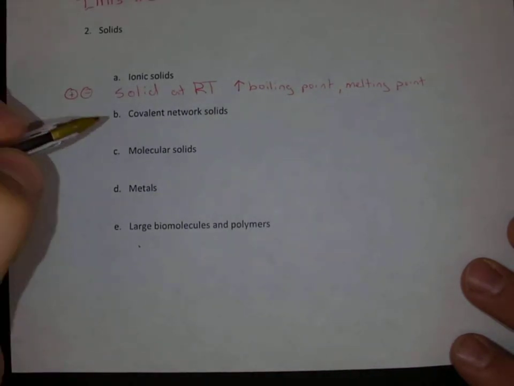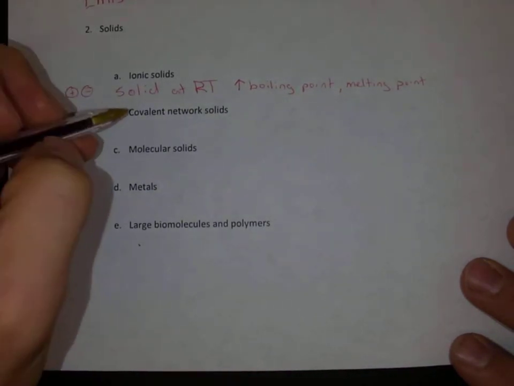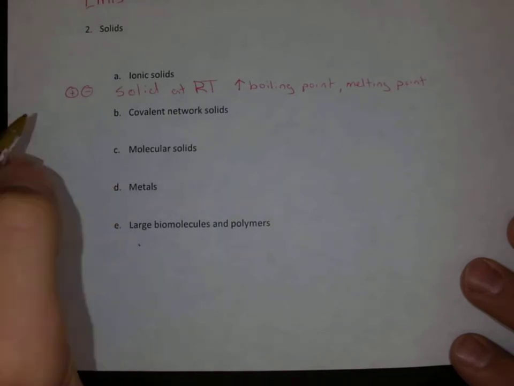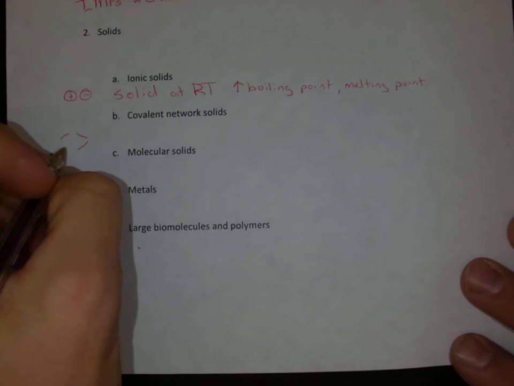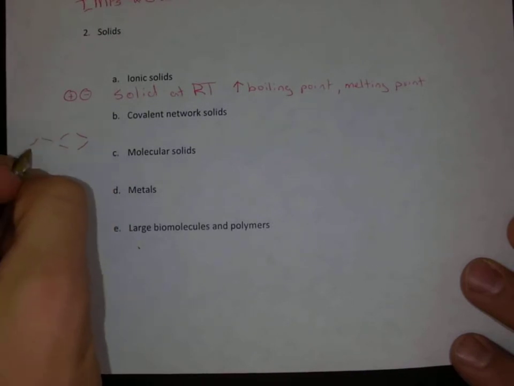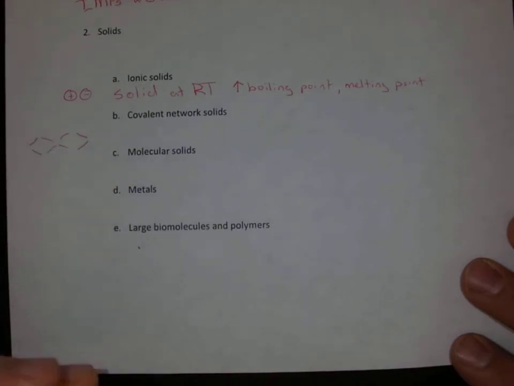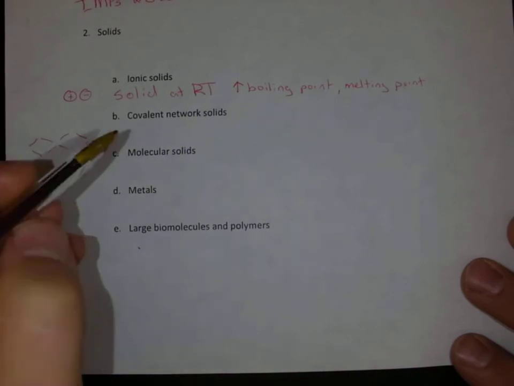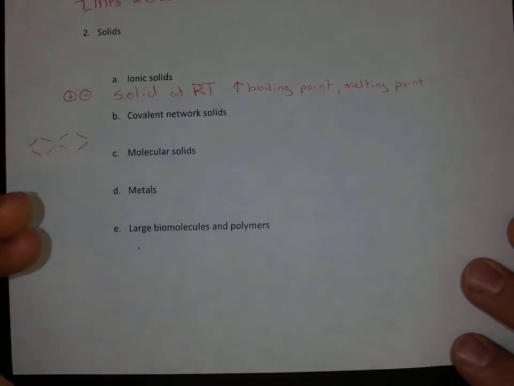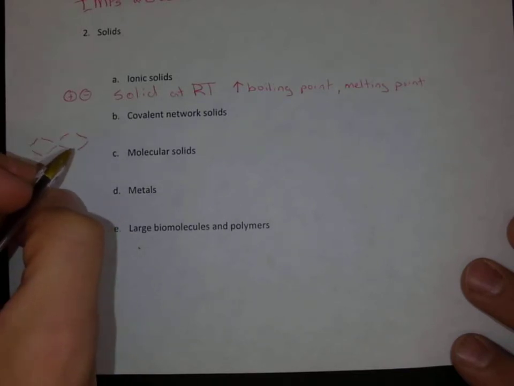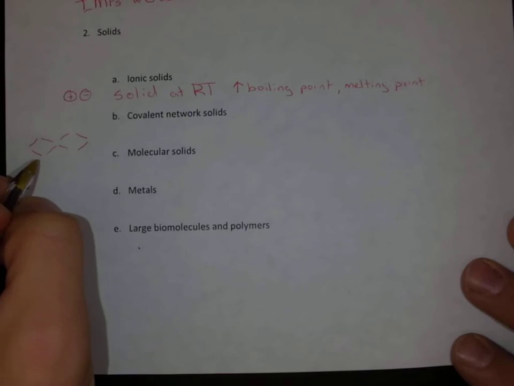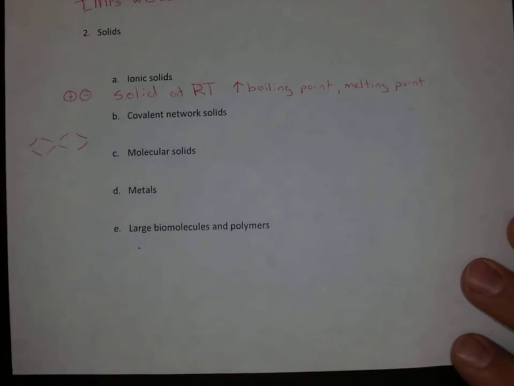Then let's talk about our covalent network solids. So a covalent network solid has these repeating units of covalent bonds. So we're going to have these repeating units all the way throughout, okay? Covalent network solids have this repeating unit of covalent bonds. So really, there's not really an intermolecular force within this. We have molecular forces where we have these repeating covalent bonds.